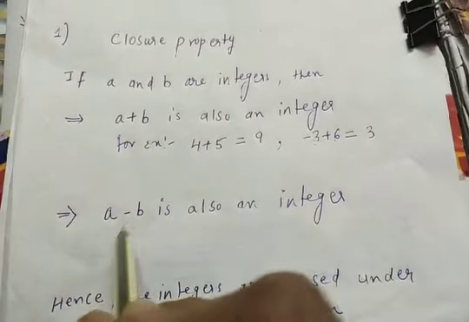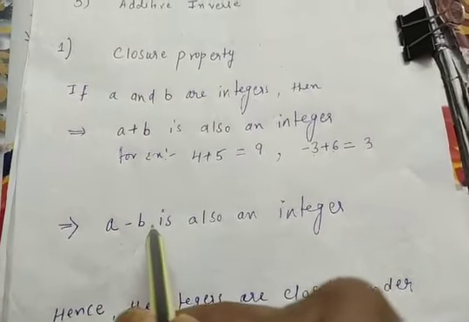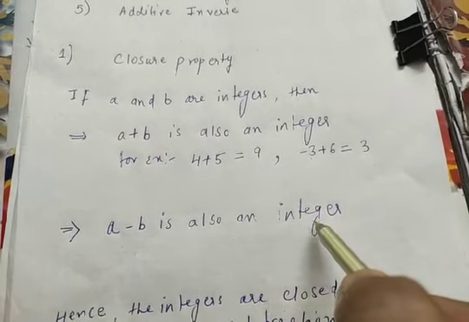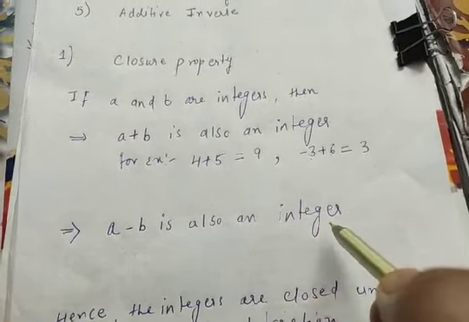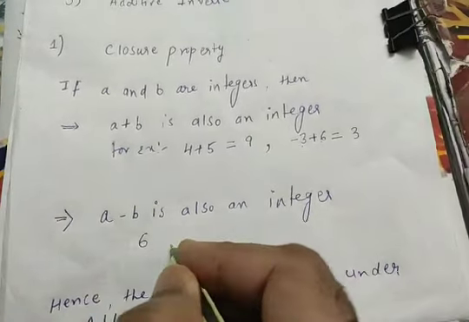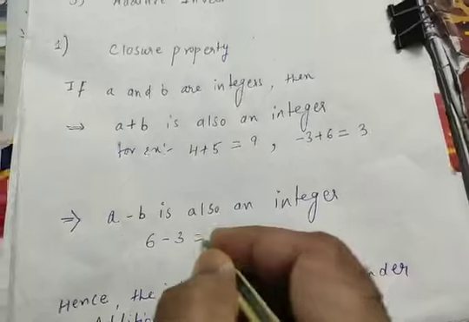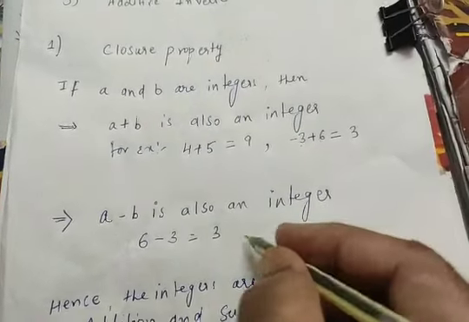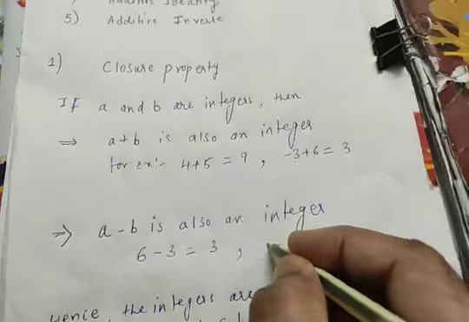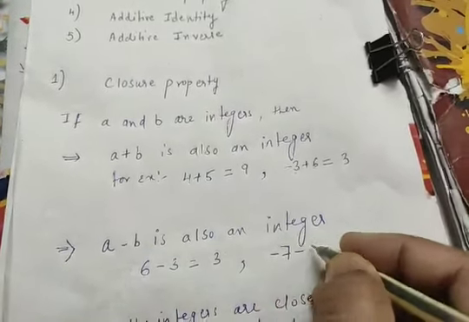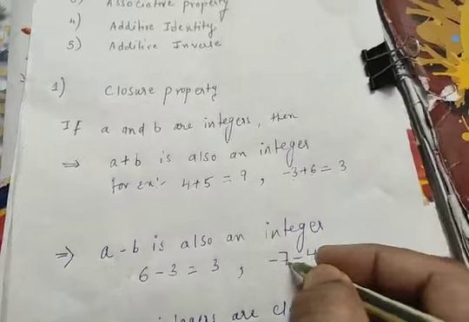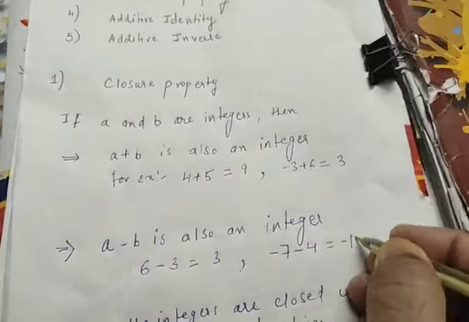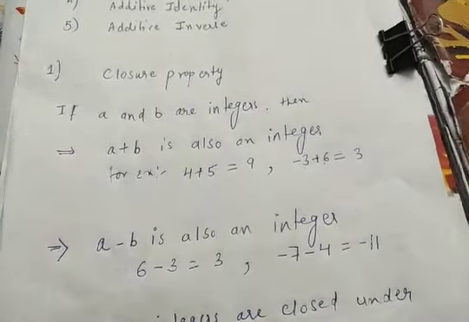Similarly, if we take any two integers and do the subtraction, then also it is an integer. Any two integers' subtraction will also come in integers, like 6 minus 3 is 3, which is also an integer. Suppose I take minus 7 minus 4. I am subtracting 4 from minus 7. Answer is minus 11, which is also an integer. Clear? So the closure property says that if we take any two integers, the sum is also an integer, and the subtraction is also an integer.